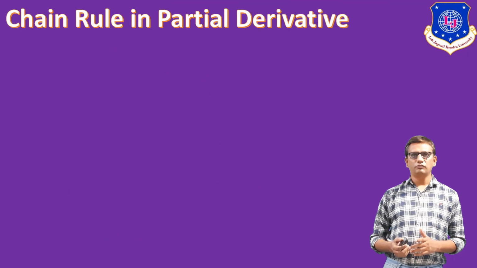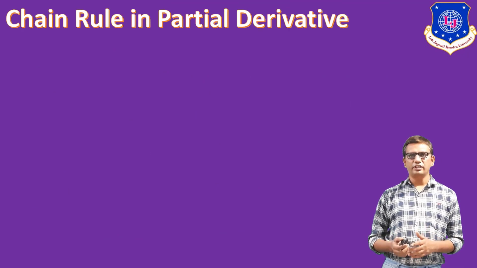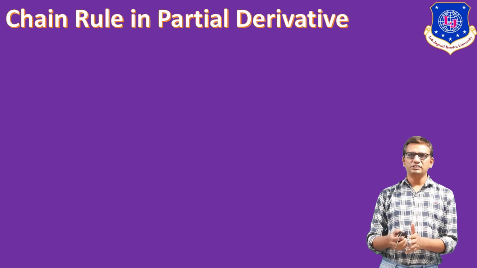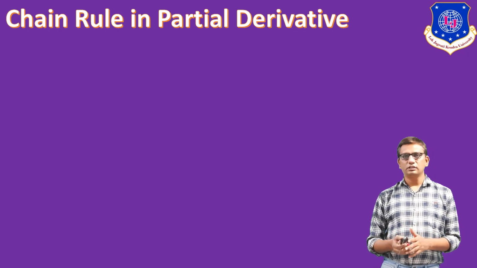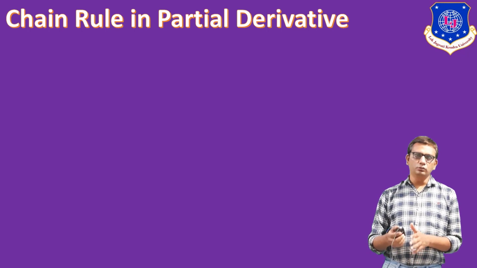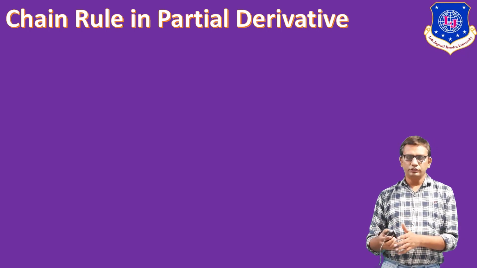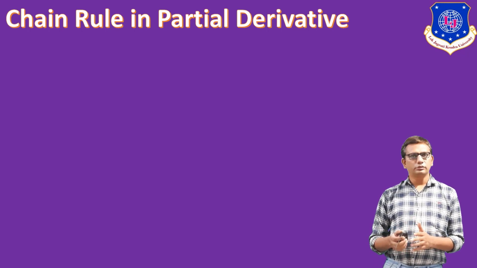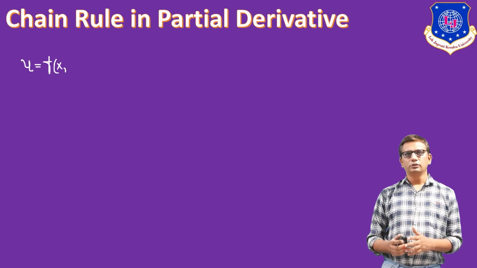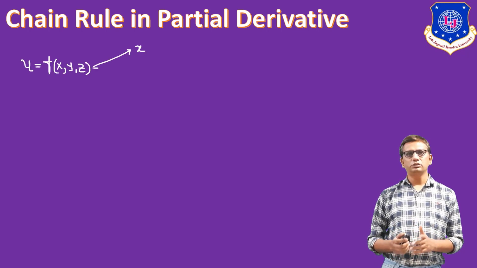So now we will see some concept of chain rule for the partial derivative. Here, what is the chain rule? If one function depends on another function, and that function is dependent on one other function, then we can find the derivative with respect to that particular variable using the chain rule. The same concept is applicable here, but with the concept of partial derivative. Now we will start the chain rule.